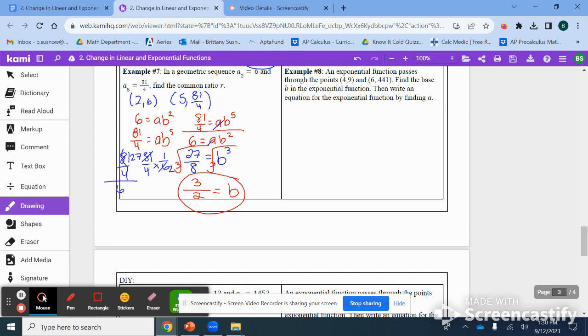So let's see it one more time with example 8. It's just a different format of the question. Find the base, so meaning find the r, it's the same thing. Then write the equation by finding a. So we'll do one more step after that.